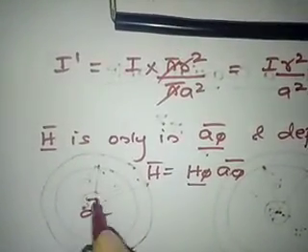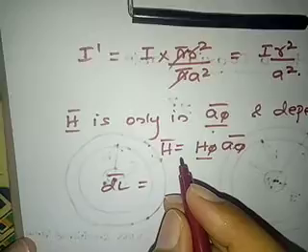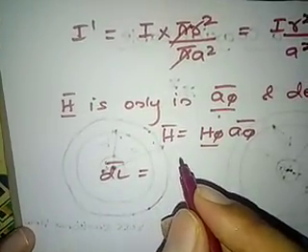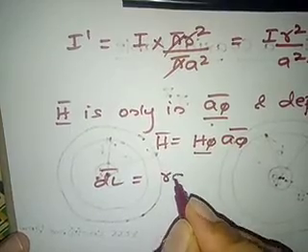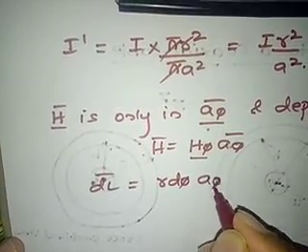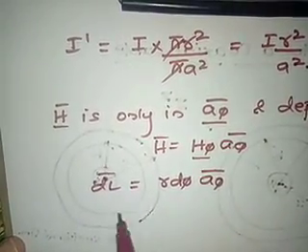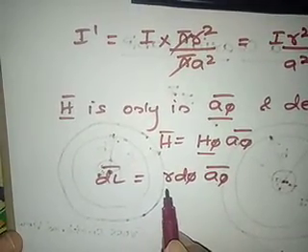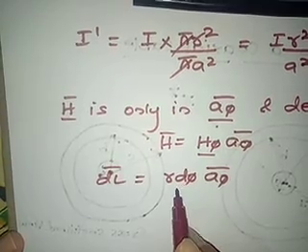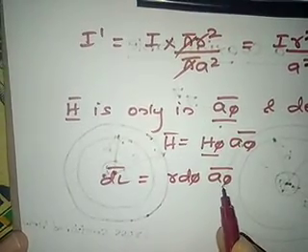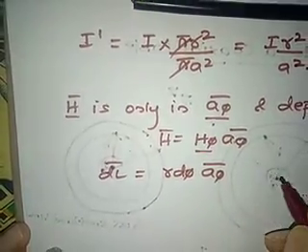Now dl bar is in the a phi direction, and it is given by r d phi a phi bar. dl bar is a small elemental length given by the multiplication of the radius and the subtended angle d phi, and its direction is a phi bar. Take it as 2.